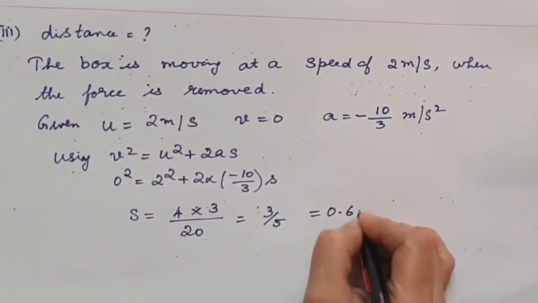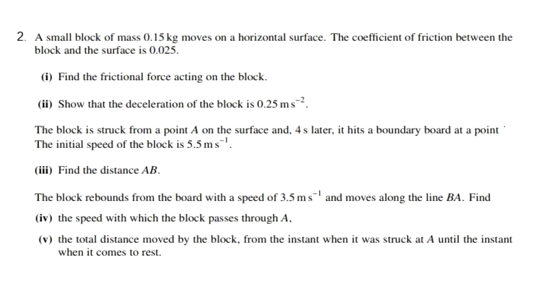That is 0.6 meters. The second question, a small block of mass 0.15 kg moves on a horizontal surface. The coefficient of friction between the block and the surface is 0.025. Find the frictional force acting on the block. Show that the deceleration of the block is 0.25 meters per second squared.